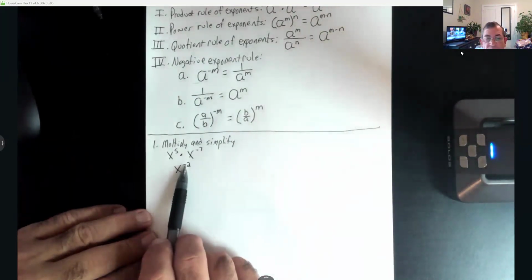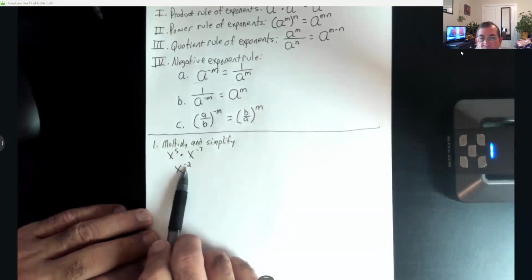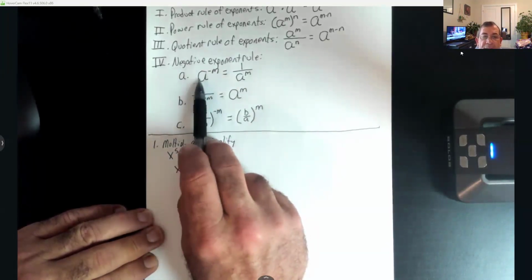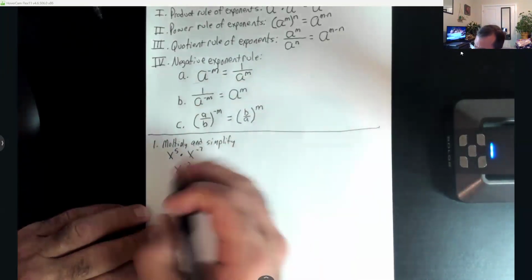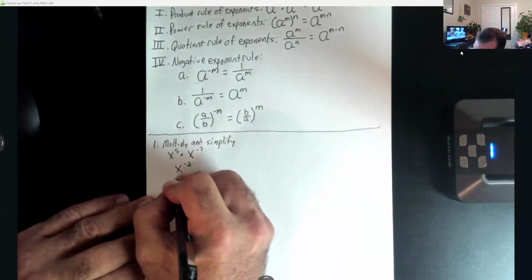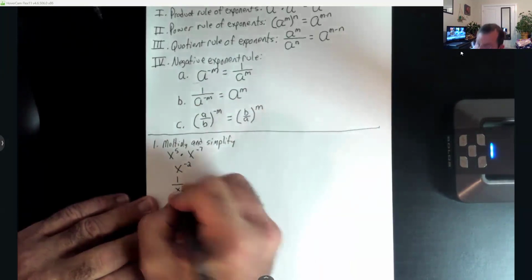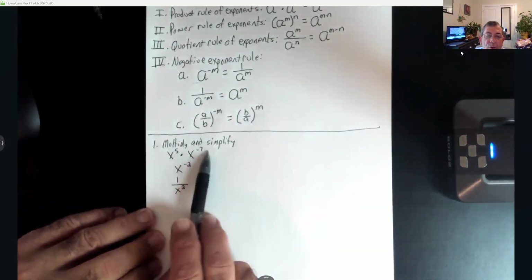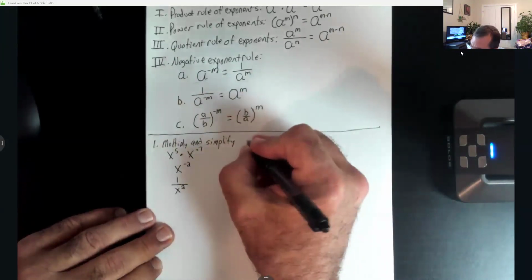All right, but remember, we cannot leave negative exponents in the final answer. So now we got to make this exponent positive. Well, here's the case we got. This is my x to the negative 2. It tells me to flip it and make the exponent positive. So that's going to give me a 1 over x to the positive 2. Okay, so add the exponents when you're multiplying the variables, then take care of that negative exponent.